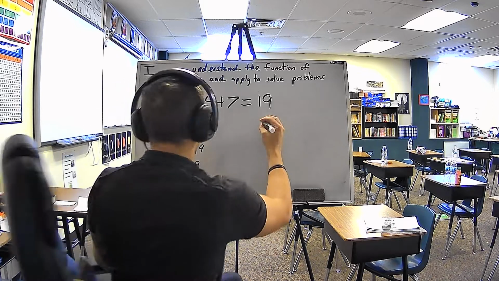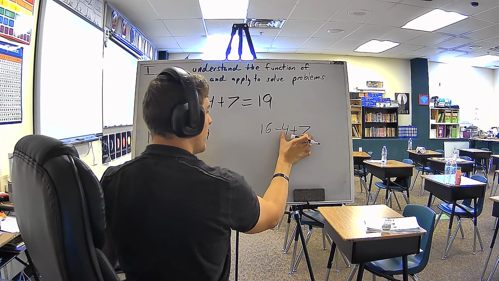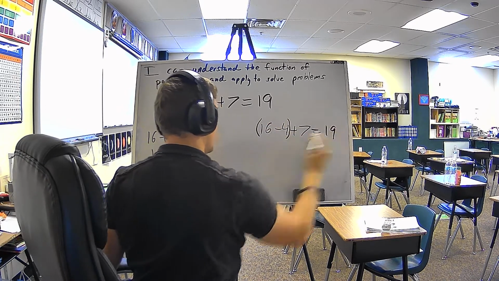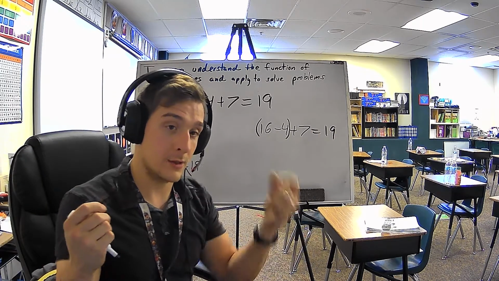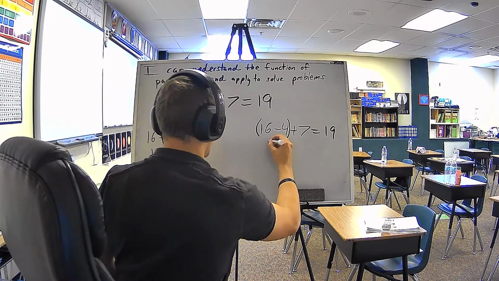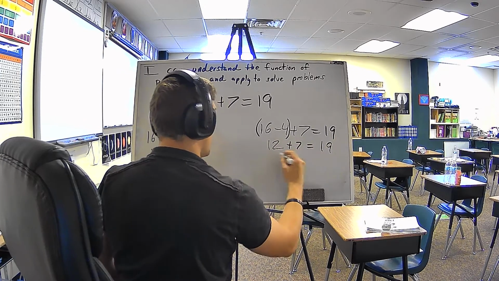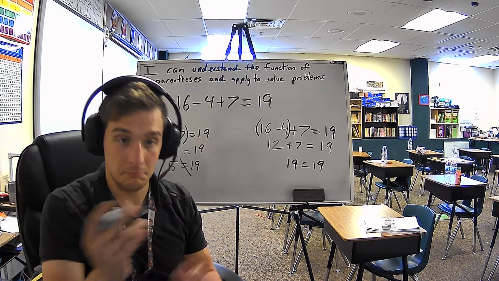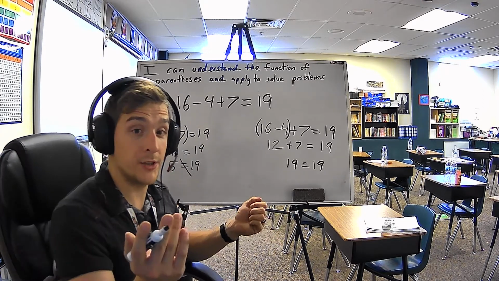I'm going to try 16 minus 4 plus 7. So we tried the 4 and the 7. Let's try doing the 16 and the 4 first to get to 19. So 16 minus 4, start with 16, take 4 away, goes to 15, 14, 13, 12. So 12 plus 7 equals 19. Let's see if it does. 12 plus 7, count up, it will equal 19. So does 19 equal 19? If they're the same thing, then the answer is correct.